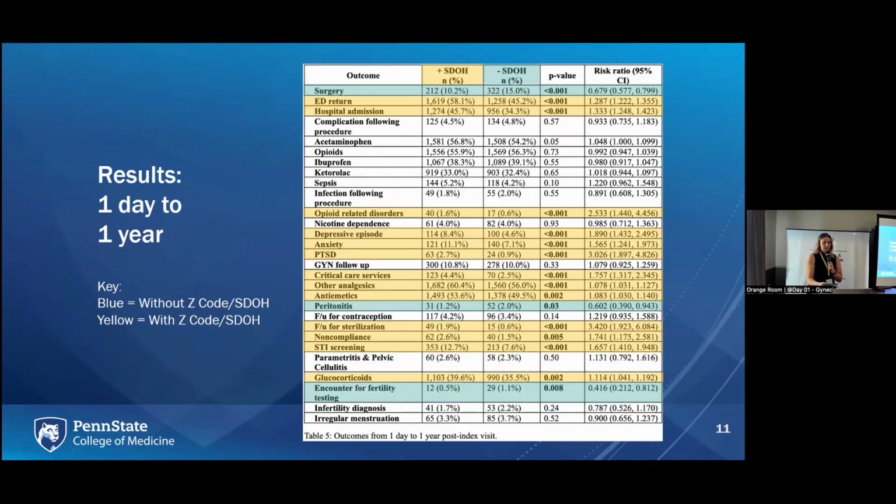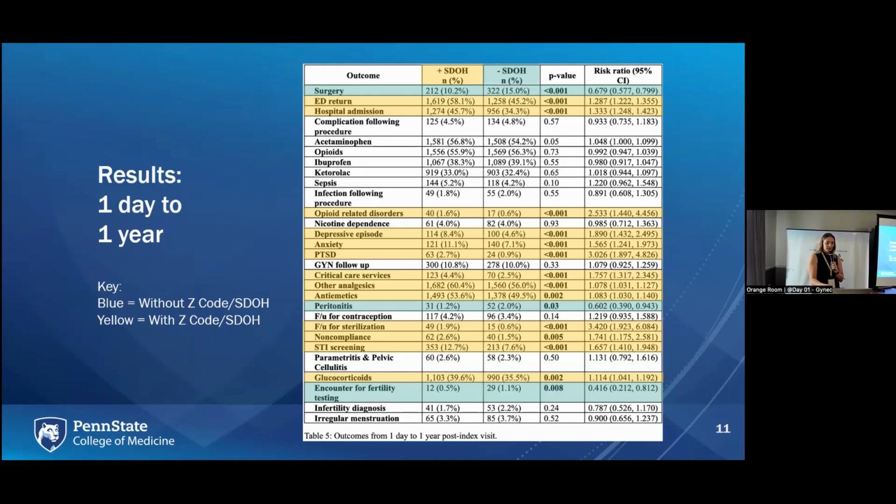Across a full 1 year period, cumulative outcomes further highlighted discrepancies between the cohorts. Patients with Z codes demonstrated a significantly higher likelihood of ED revisits, hospital admissions, and utilization of critical care services compared to patients without. They were also more frequently screened for STIs. Regarding medication use, patients with Z codes were more likely to receive prescriptions for acetaminophen, antiemetics, glucocorticoids, and analgesics.